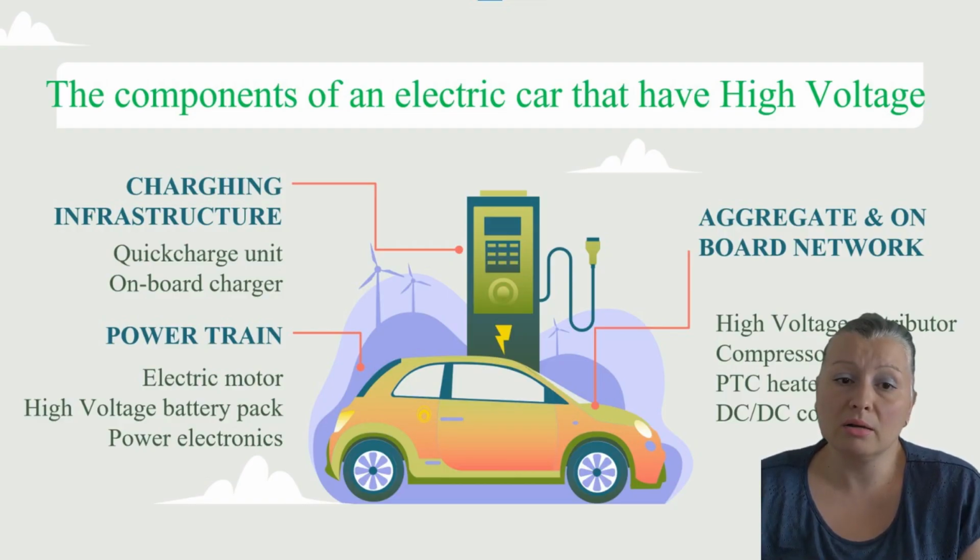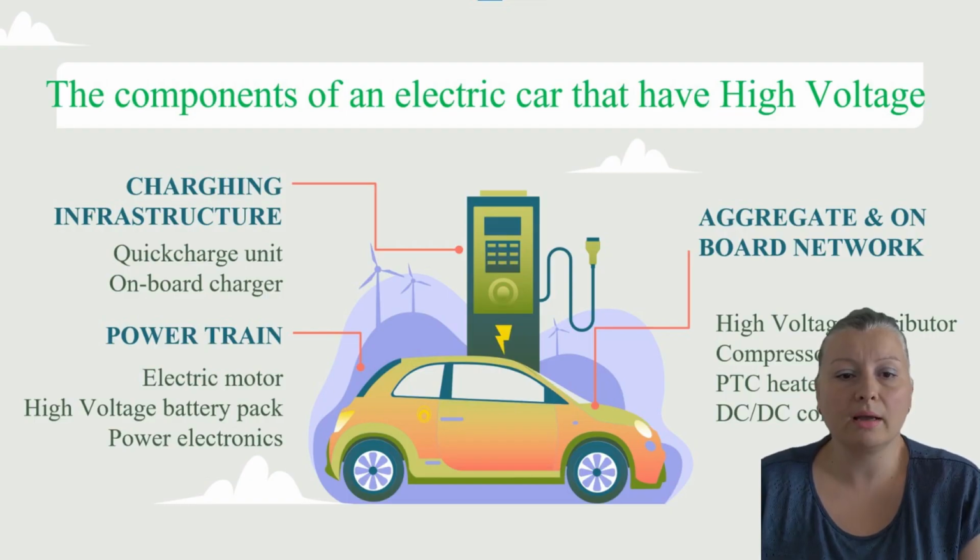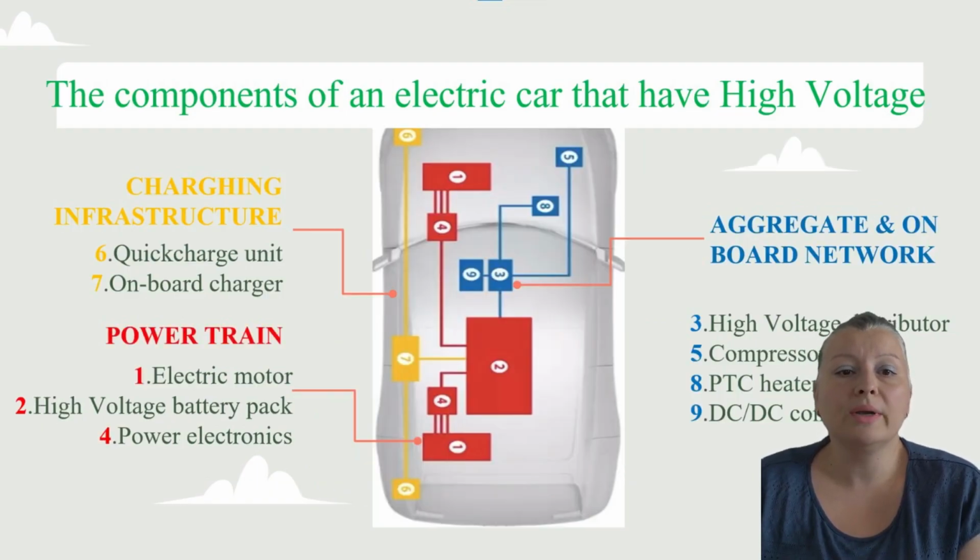Powertrains consist in electric motor, high voltage battery pack, and power electronics. Aggregate and onboard network contains high voltage distributor, compressor, PTC heater, and DC-DC converter. We will discuss about all of these components when we will discuss about the components of an electric vehicle.